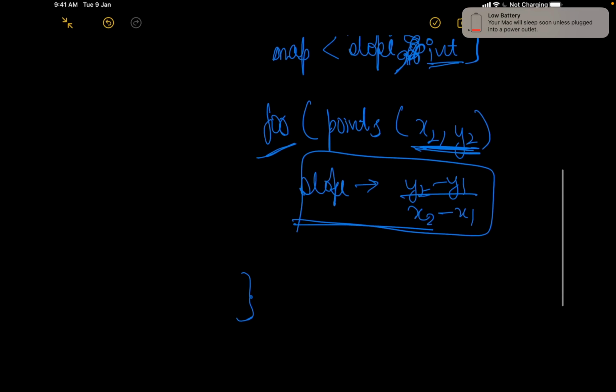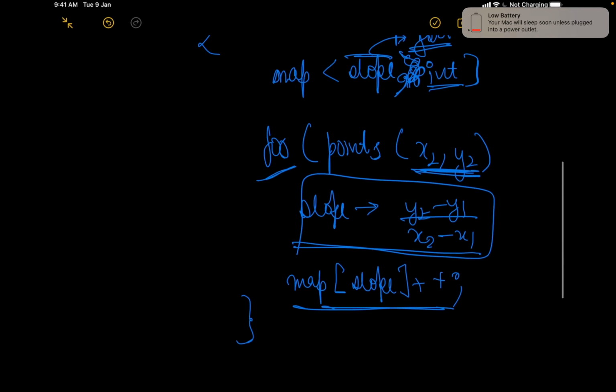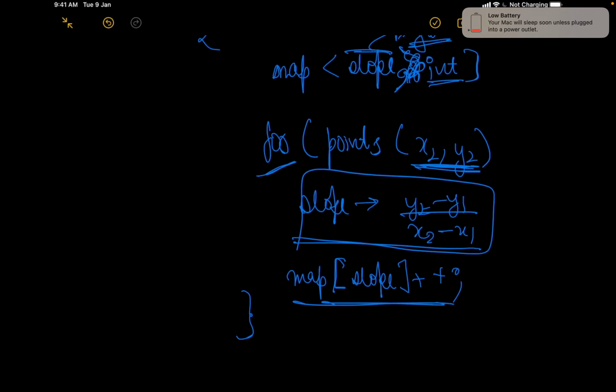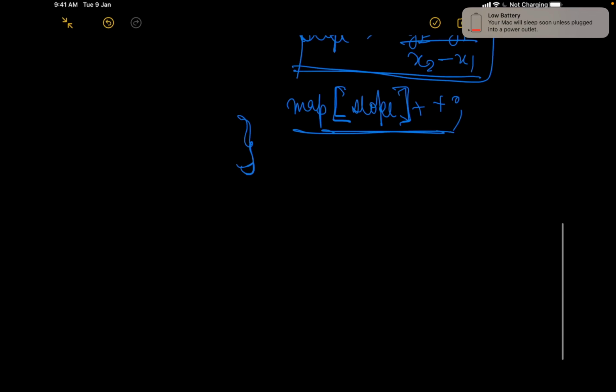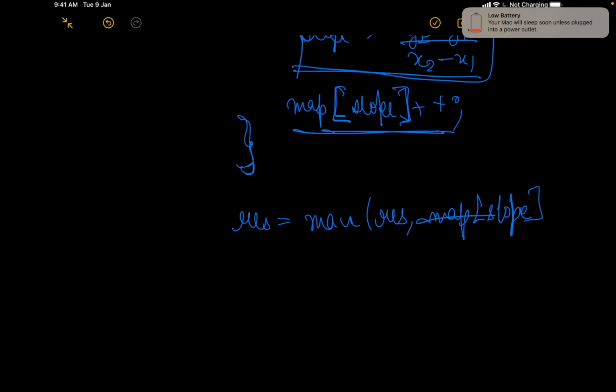Then what I can do? Cool. So once I'm done with this, then I'll increase the count for that slope, right? Because I was able to add more points onto this slope itself. So increase my slope count, and once I get out of this inner loop, I can say my result is equal to the maximum of result and whatever I was getting from the slope, right? The maximum element I am having in this map.